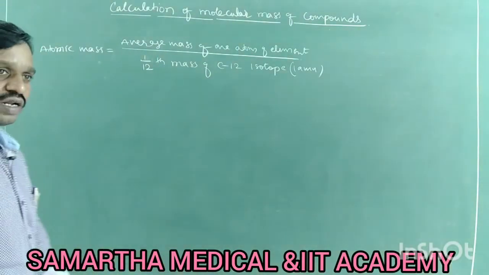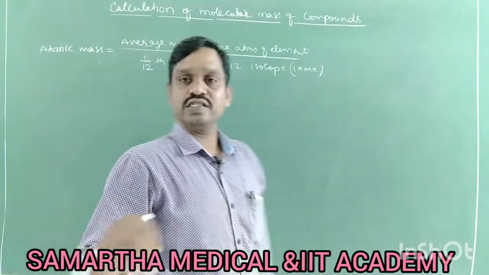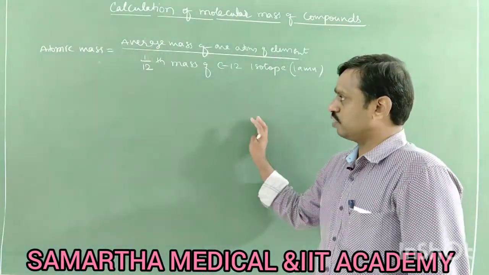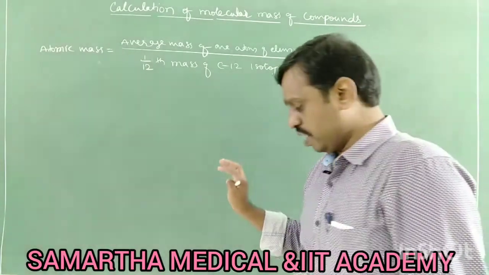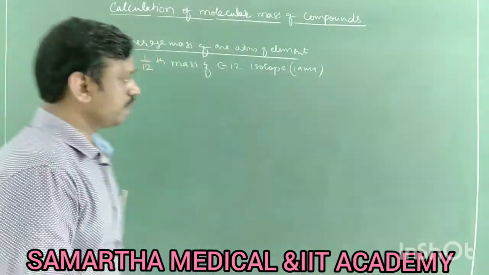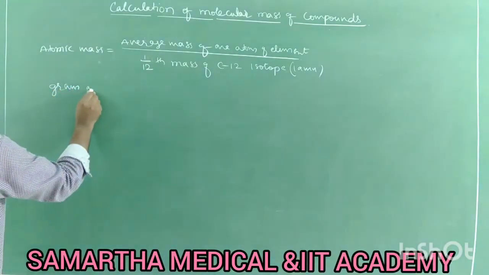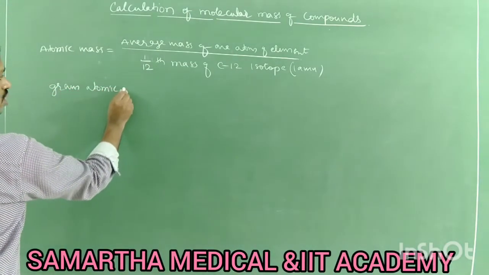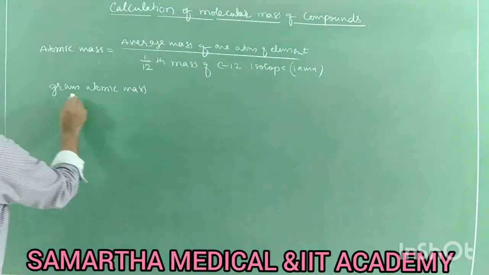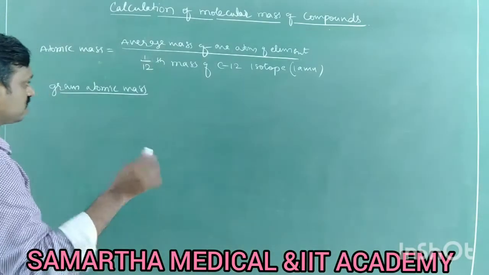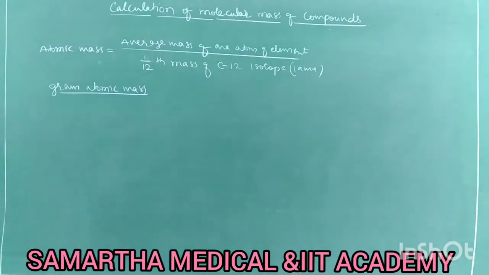We also studied that atomic mass has no units. It is a comparison value. Since atomic mass has no units, we have gram atomic mass, also called gram atom. So what is gram atomic mass? If the atomic mass of any element is expressed in grams, it is called gram atomic mass.